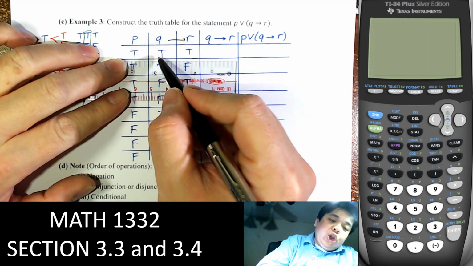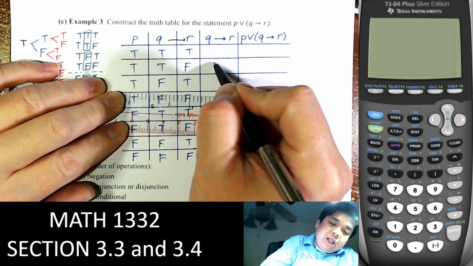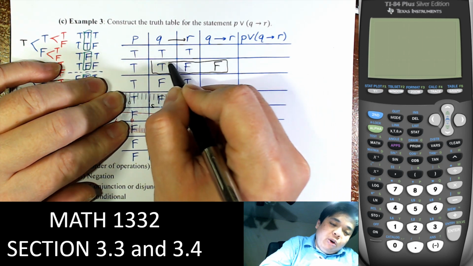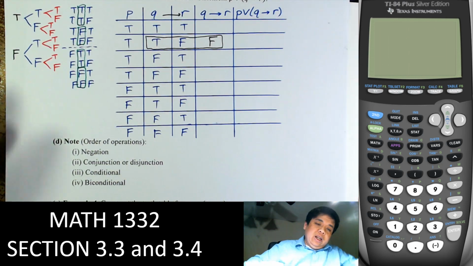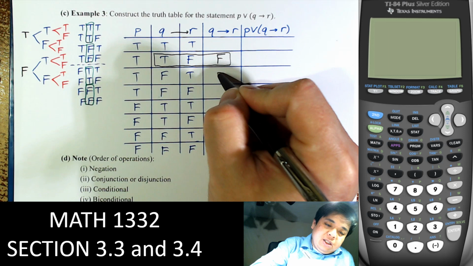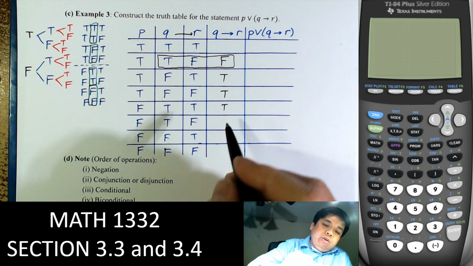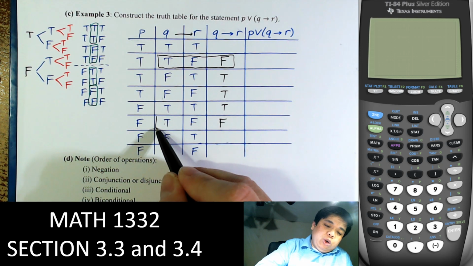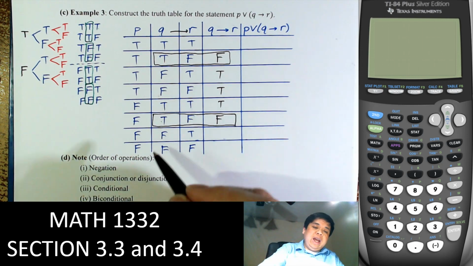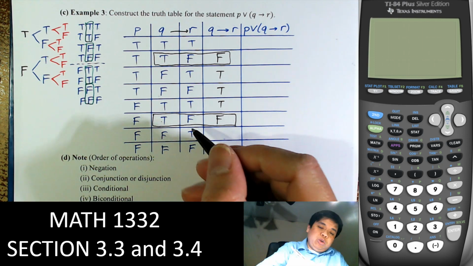Q implies R is only false if we have a true implies false. So this will be false here. Because if you have a true implies a false, it's going to be false. If we start with false, it's going to be true automatically. So true and true, that's easy. True and true is also the same. Now this is also false. Once again, if we have a true implies false, it's going to be false. And for the if statement, if it is false, it doesn't matter what you say after that, it's still true.